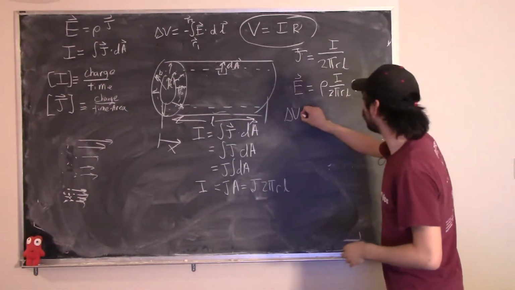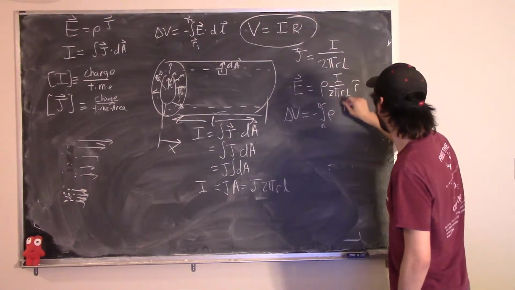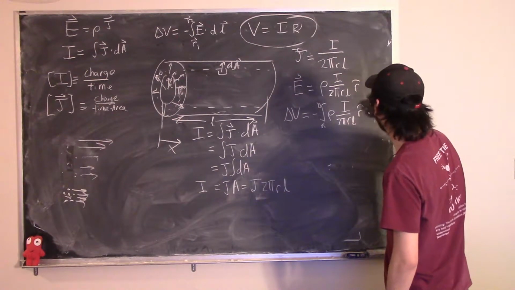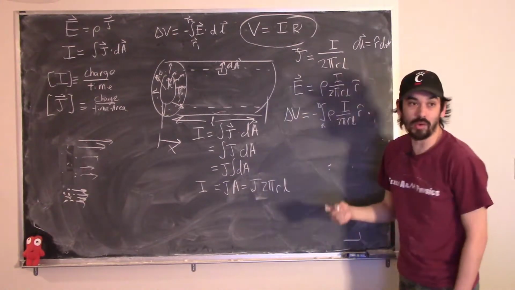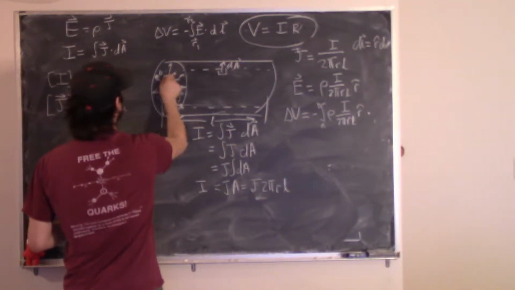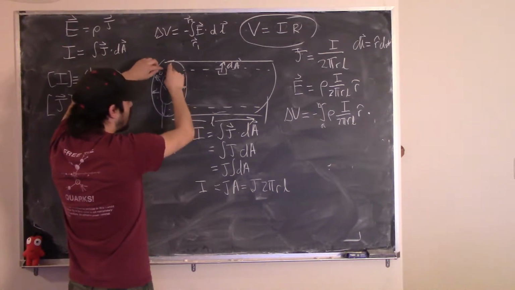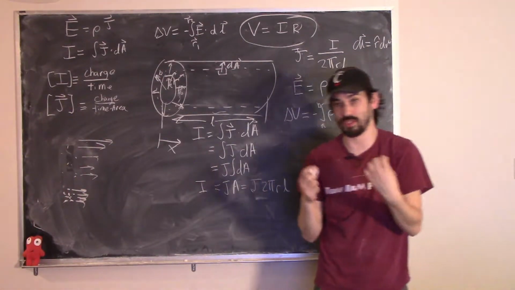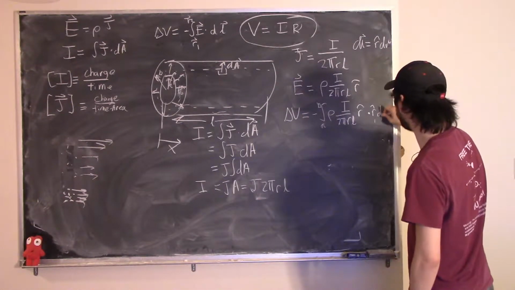So this is going to be equal to the negative integral from A to B of rho I divided by 2 pi r L times r hat dot, in this case, dl vector is going to be r hat dr. And we can see the reason why this should be a dr is because really what I'm doing here is adding up all of the electric field, taking this walk from this inner radius to the outer radius. And the direction that that is going is going to be the r hat direction, and the little pieces are little pieces of dr. Okay. So this is going to be r hat dot r hat dr.